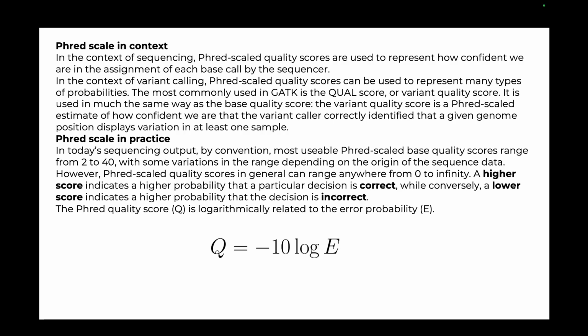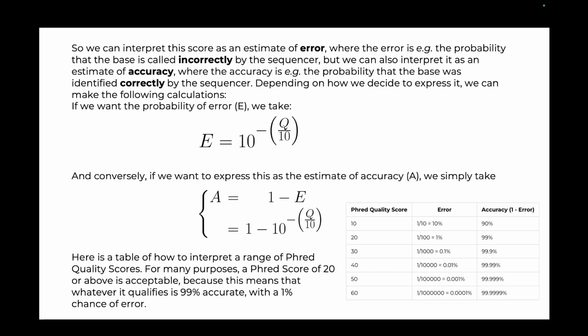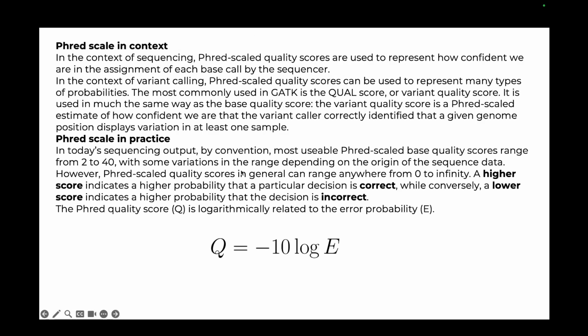A higher score indicates a higher probability that a particular decision is correct, that a particular base calling is correct. Basically, the particular assignment of nucleotide at that position is correct if you have a higher Phred score. And conversely, a lower score will indicate a higher probability that the decision might be incorrect. And if you assume the error probability to be E, your quality score, or the Phred quality score, is given as minus 10 log E. So your E is the probability of the error and your Q here is the Phred quality score.